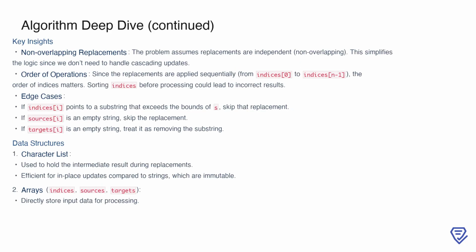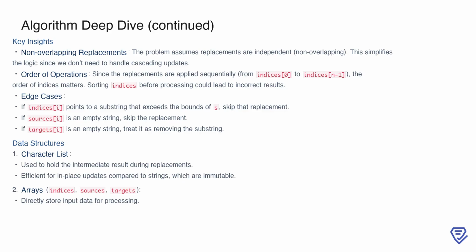There are a few key insights that simplify the problem. First, replacements are non-overlapping, meaning they do not interfere with one another. This allows us to process each replacement independently without worrying about cascading changes. Second, the order in which replacements are performed is critical. Since indices are processed sequentially in the given order, sorting the indices array beforehand could lead to incorrect results.